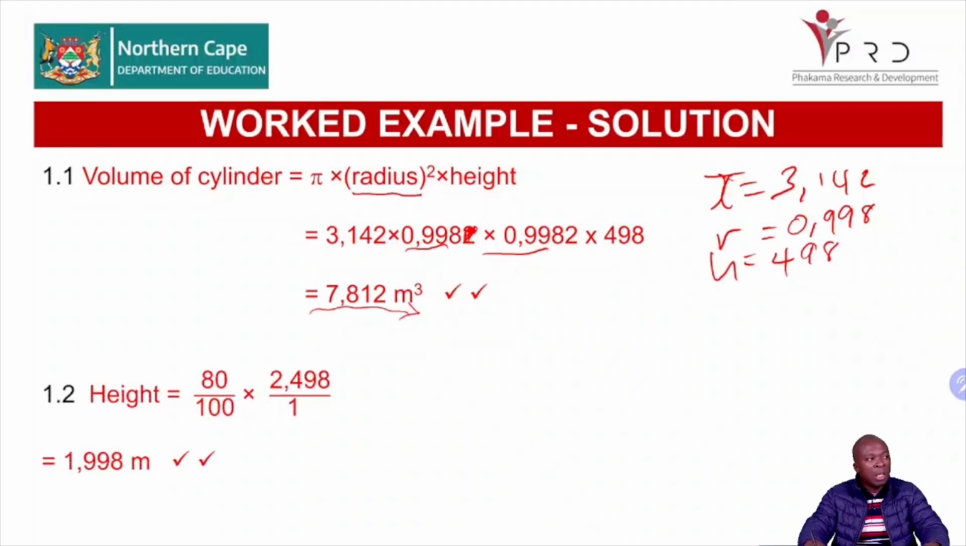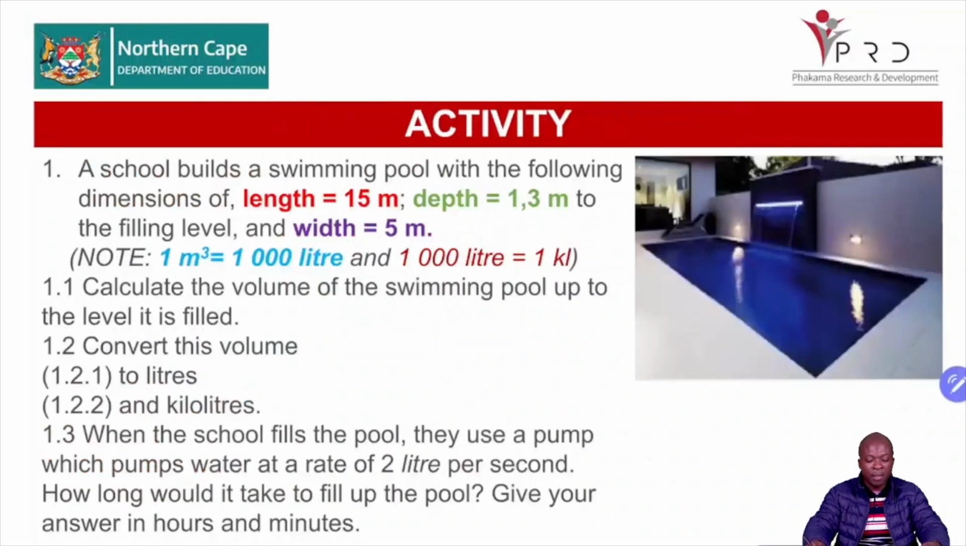All right, let's look at 1.2. We are supposed to find the height of the water in the tank. Remember, the height of the inner side was 2.498. So what are we doing here? What we are doing is to find 80% of 2.498 because it was not completely full. So we'll be saying 80% of 2.498, and that will give us 1.998 meters.